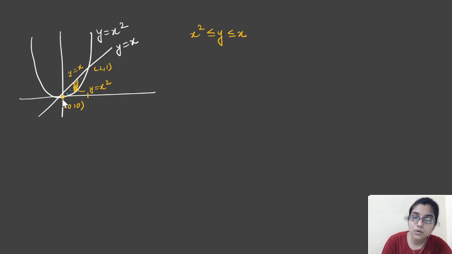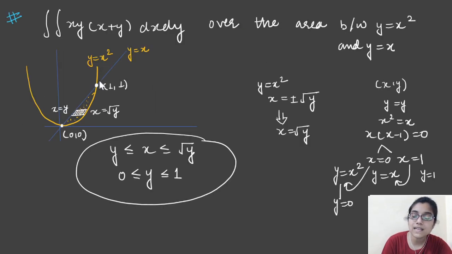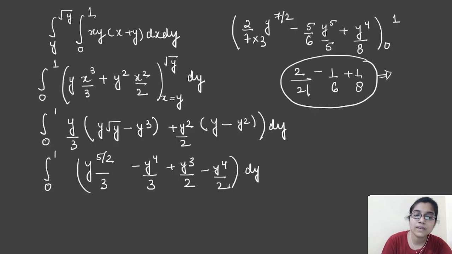So the leftmost point says that x is equal to 0, and the rightmost point says that x is equal to 1. So if you are going to keep these limits also, you are going to get the same answer that we were getting in this form where we have kept the limits of x in terms of y. Okay, so this was our homework question that I discussed just now.